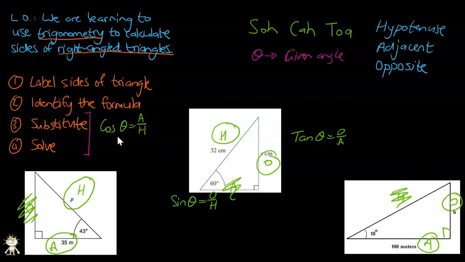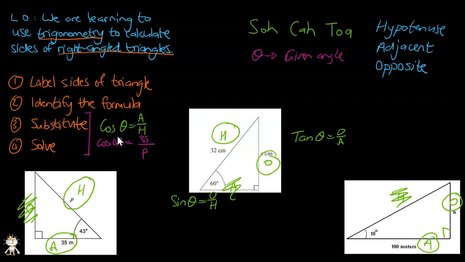So what we're going to do is substitute the given angle, 43 degrees, where that delta is. So it's going to be cos 43 equal to the adjacent, which is 35. So we substitute that in: 35 divided by p, because that's what we've noted the hypotenuse is.